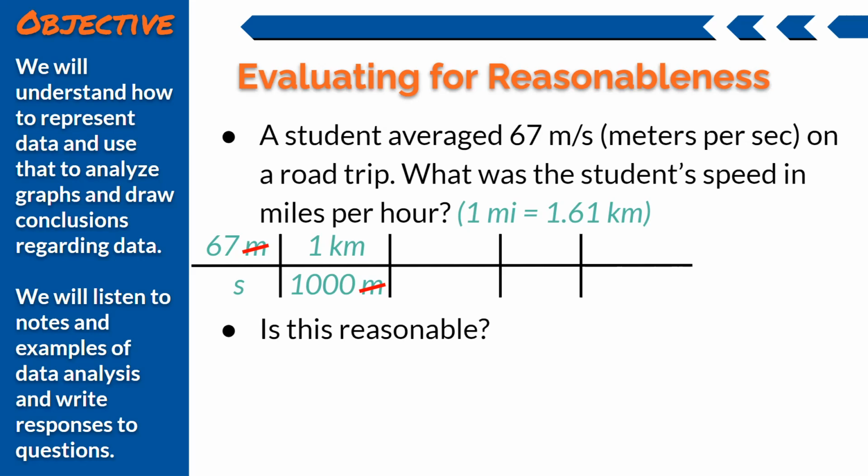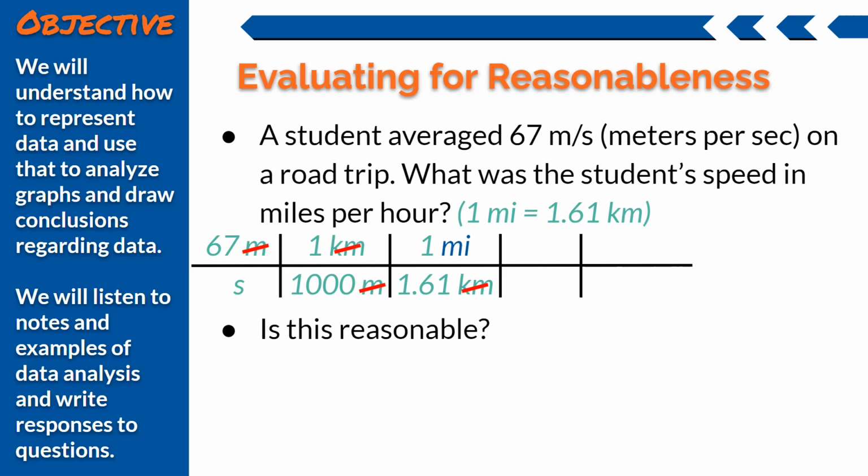I know that there are 1,000 meters in a kilometer. And I know that there are 1.61 kilometers in a mile. Okay, I want this in miles per hour because, in order for you to identify whether or not it's a reasonable speed, we need to figure out what that is. And since y'all probably don't have an idea of what 67 meters per second looks like, let's get it into a unit you do know.